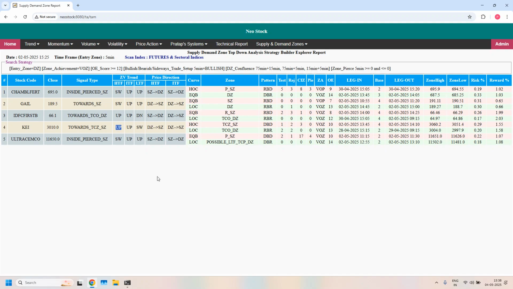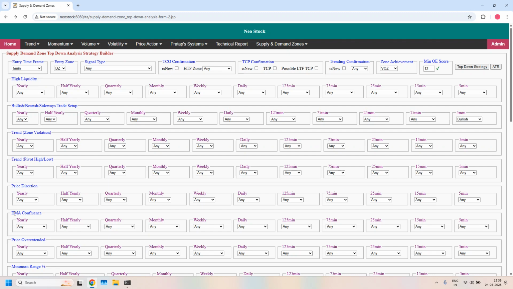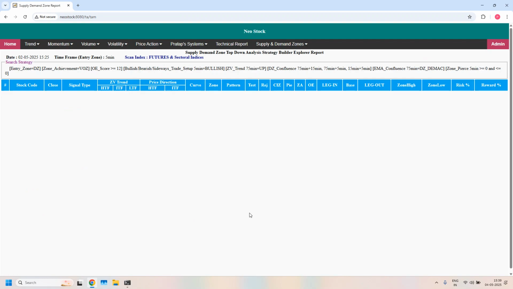If any of these 2 stocks' 75 minute demand zone has daily EMA confluence, in that case these 5 minute demand zones have a higher probability of success because they are overlapped with the 75 minute demand zone. In the EMA confluence at 75 minutes, I am checking whether the 75 minute demand zone has daily EMA confluence or not. At the same time, the 75 minute trend should not be sideways. It should be an uptrend because it is a bullish trade setup. So none of the stocks are having EMA confluence for the bullish trade setup.